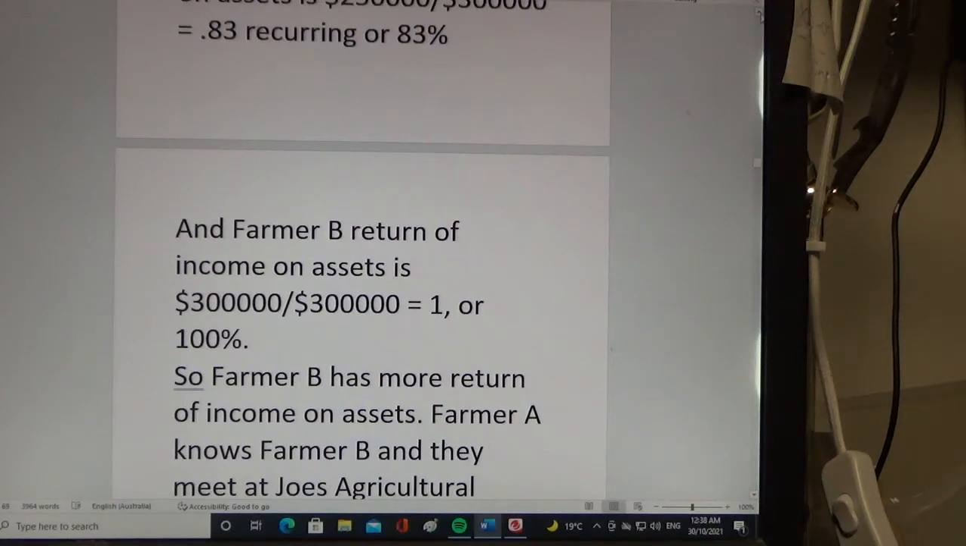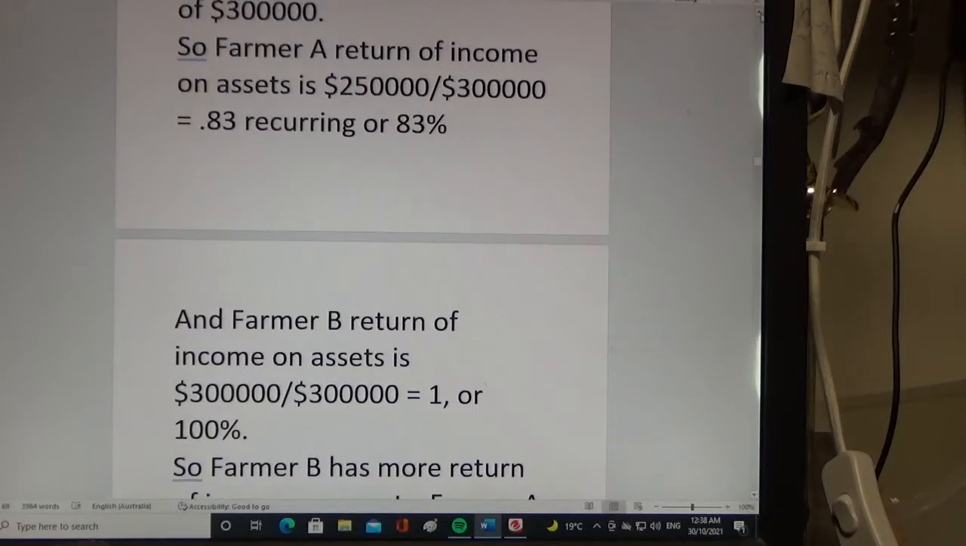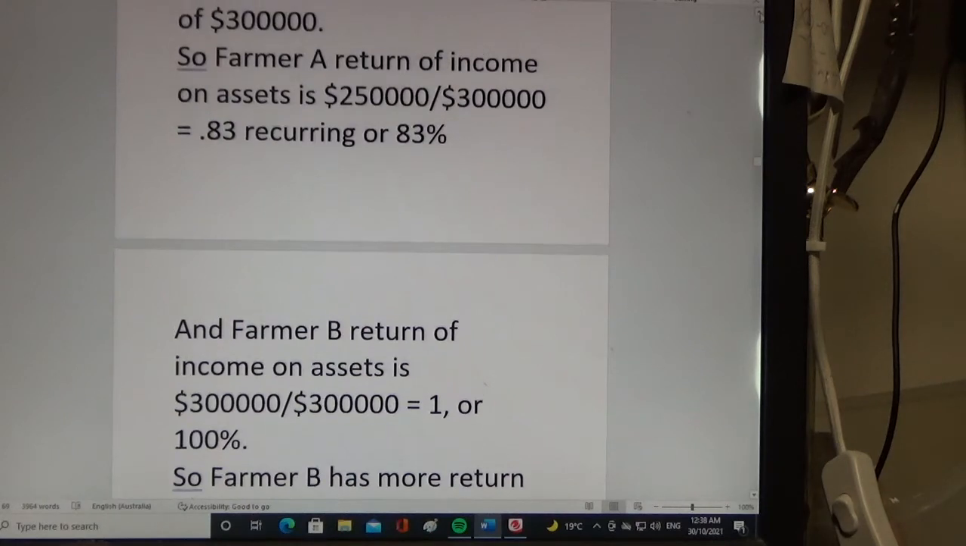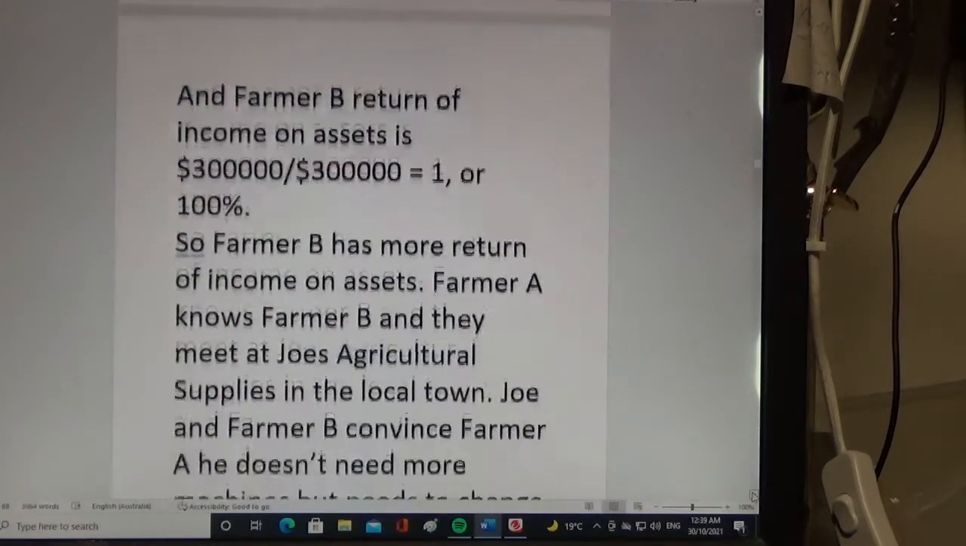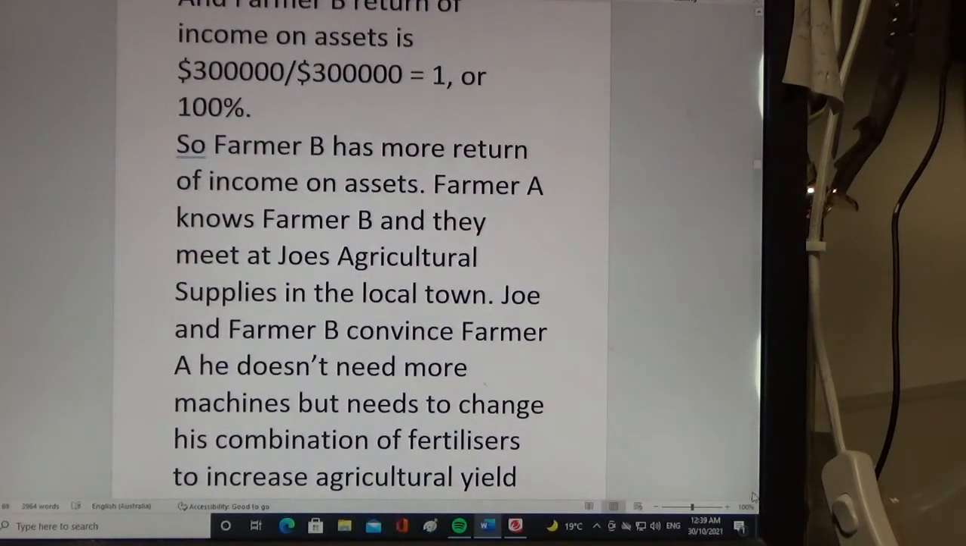That's quite favourable, actually. And Farmer B's return on assets is 300,000 over 300,000. So when you compare those two farmers, Farmer B has a higher return: net profit after tax equals 1, or 100%, a little bit unrealistic. So Farmer B has more return of income on assets.